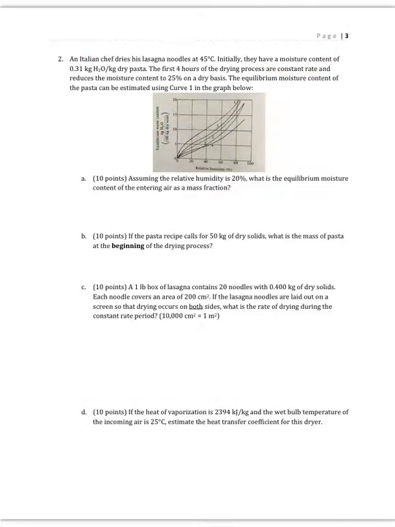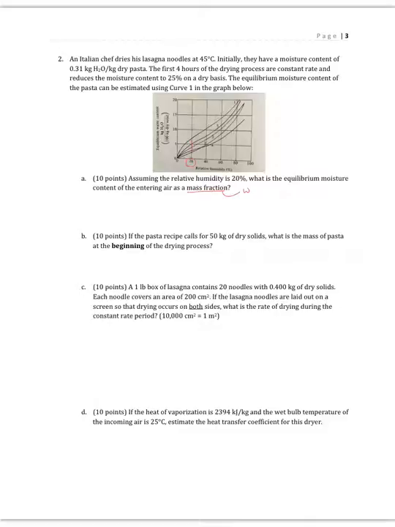So now let's look at question 2. In this one, the first question asks us to find the relative humidity, or when the relative humidity is 20%. We want to find the equilibrium moisture content of the entering air as a mass fraction. So this means we want to find W. We're not looking for capital X, we're looking for W.